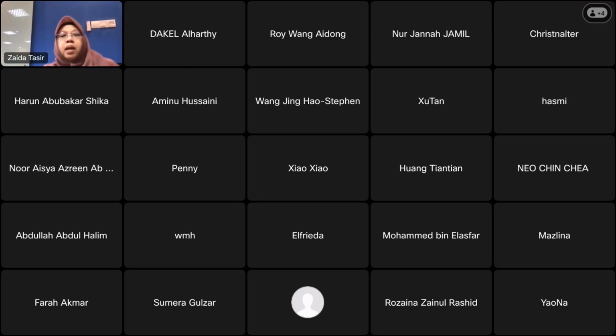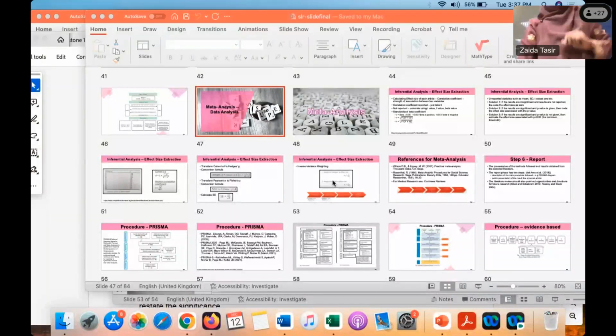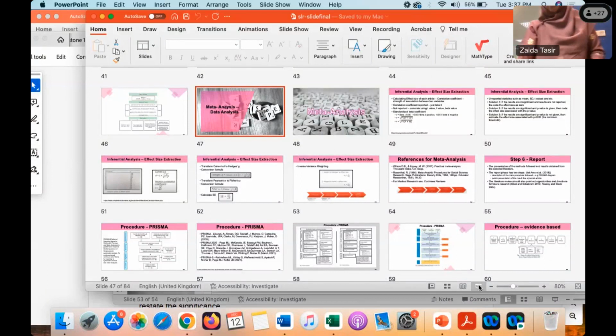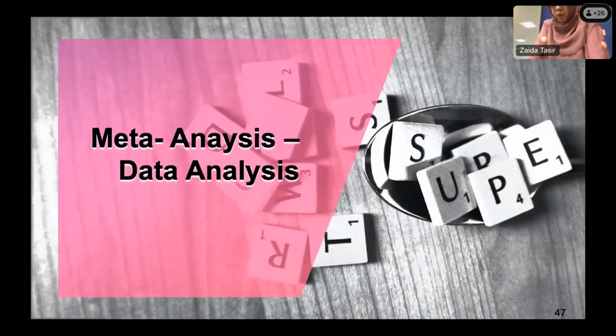Okay. Meta-analysis, what is meta-analysis all about? Let me share the slide. It's actually not part of today's session, but I will explain it because I have everything about meta-analysis. In a meta-analysis, what does it mean? That is a very interesting part. Just wait for a while, it's in slideshow mode.